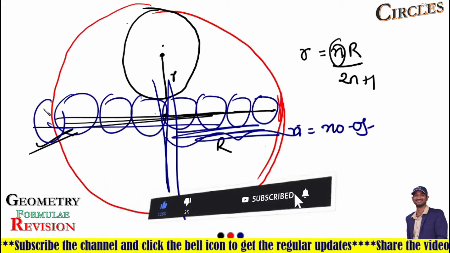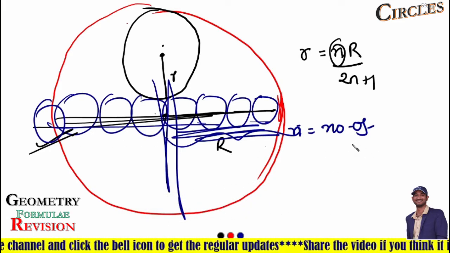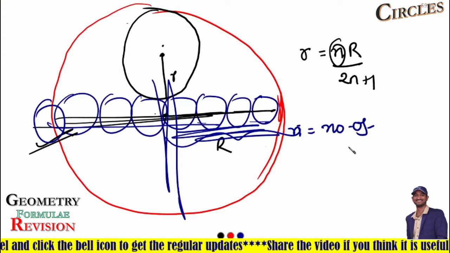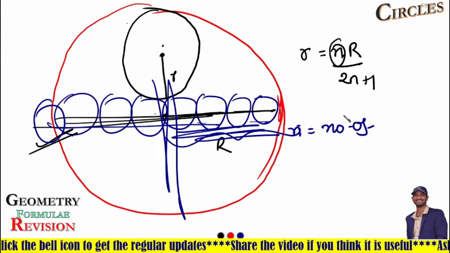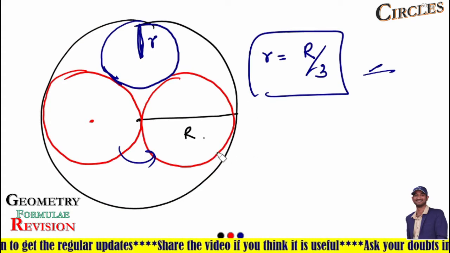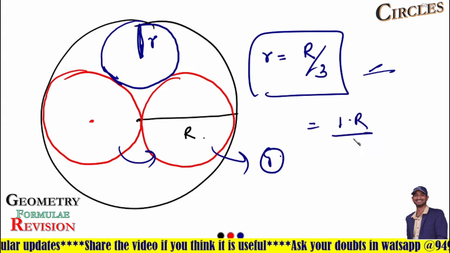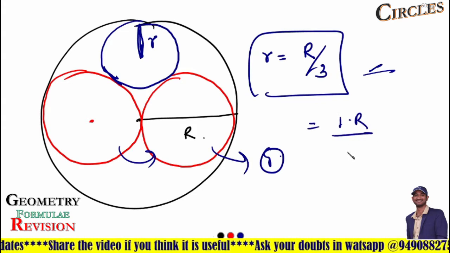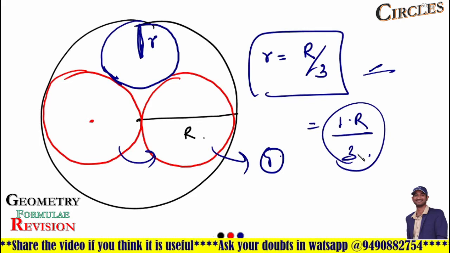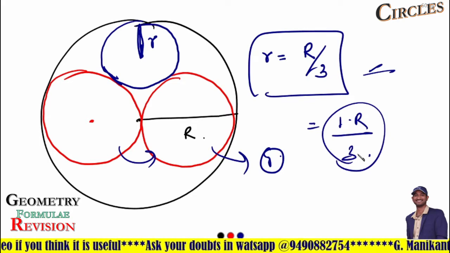Here we have to draw one more circle, here and here. So n is the number of these circles drawn on the radius of the bigger circle. If you observe in this case, what is the value of n? It is only one circle. So 1 into R by 2n plus 1, that is 2 into 1 plus 1 means 3. So R by 3 directly. Just remember the formula, revise it, that's it.